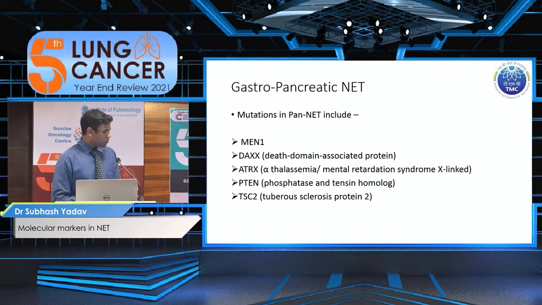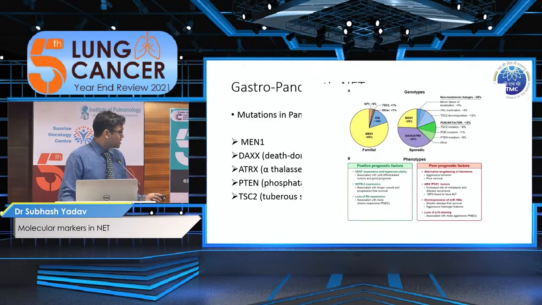So the gastropancreatic neuroendocrine tumors, most of them harbor these mutations, be it MEN1, commonly seen in familial cases, DAXX, ATRX, PTEN or the tuberous sclerosis proteins. So the familial ones, the majority will show MEN1 in addition to VHL, NF genes or tuberous sclerosis.